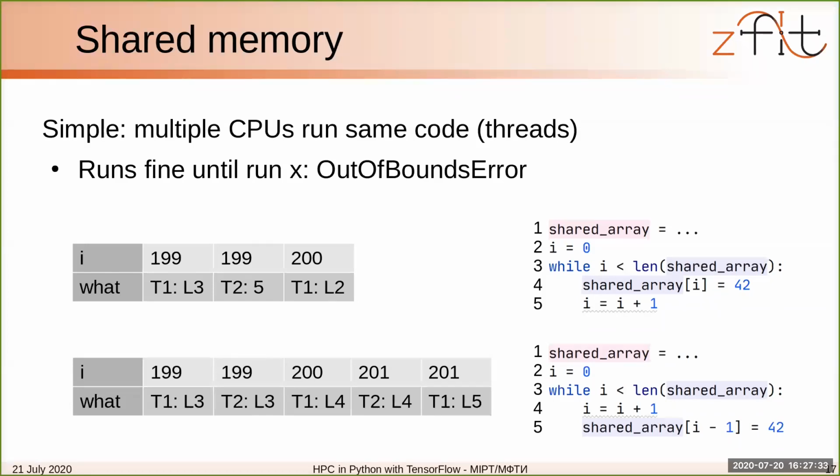If i is smaller than the shared array length, go in there. If it's equal to the shared array length, then don't go into the while. So we have a problem here now. We cannot protect ourselves anymore from this kind of thing.